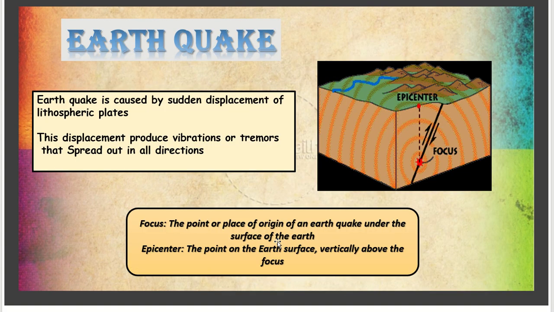Okay, now this is about internal movement, endogenic force. Sudden movement happens from underground in the earth. That is what is called an earthquake. An earthquake is caused by the sudden displacement of lithospheric plates. The displacement produces vibrations or tremors.